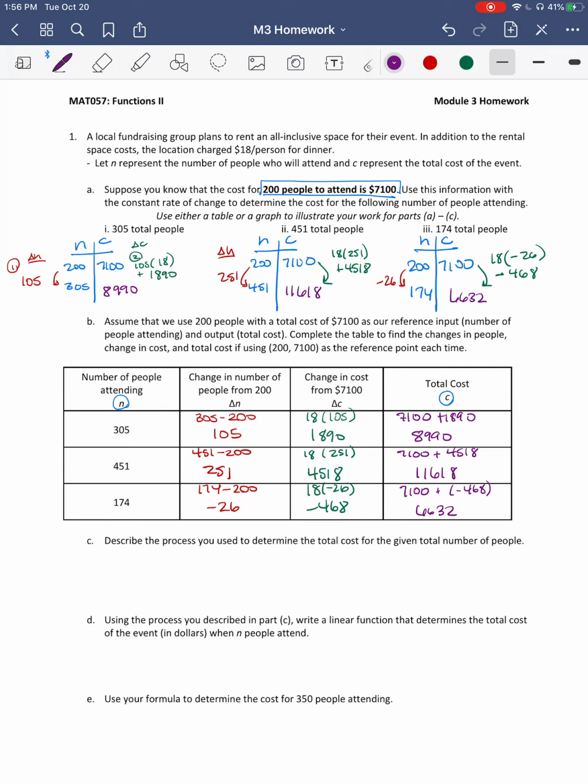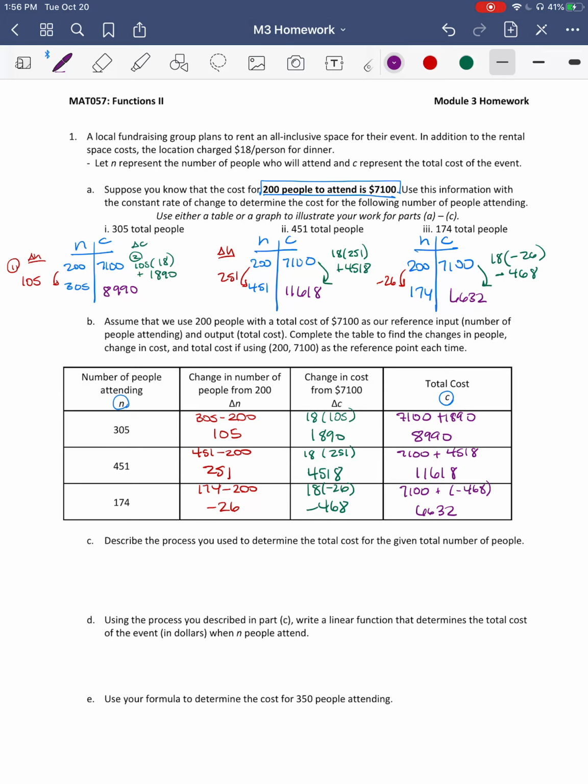All right, so in terms of my process, the first thing we did was find the change in the number of people. The second thing we did is we took that change in number of people, multiplied it by our rate to find out what our change in cost was. And then the third step is we took that change in cost and we added it to our reference cost.